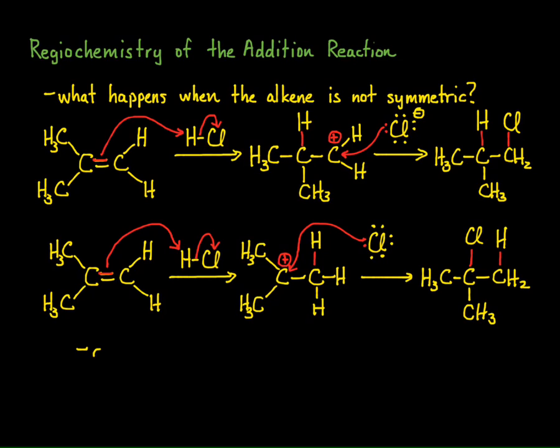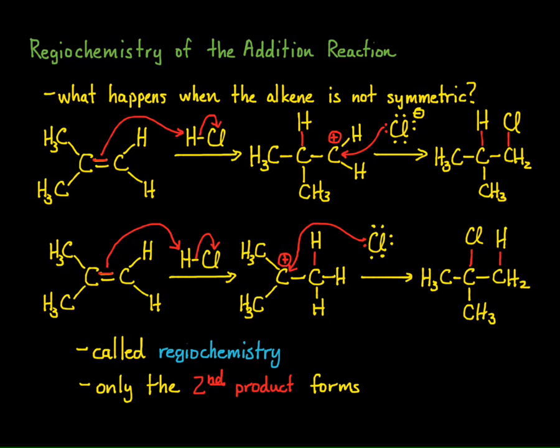Now, whenever you have this scenario where you can have two possible areas or regions of the molecule being attacked, this is called regiochemistry. And if one area or one region is selected over the other, it's called regioselectivity. It happens in this particular case, there is regioselectivity, in that only the second product forms. So only 2-chloro-2-methylpropane forms as the product. In other words, the first reaction doesn't occur at all.